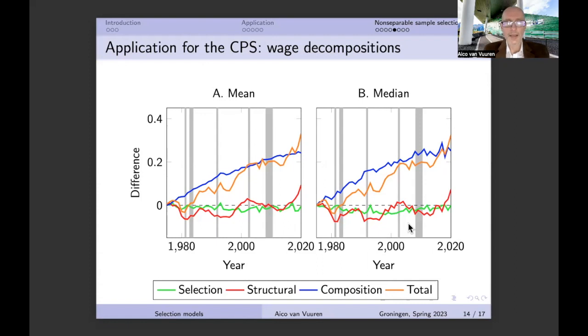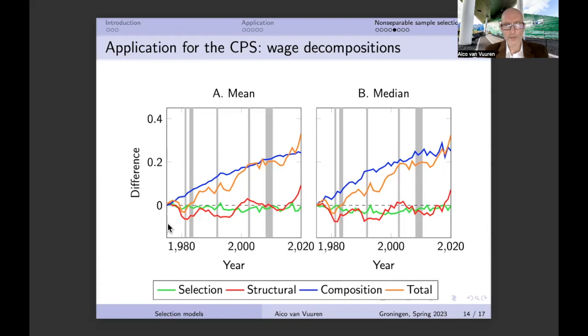And what we can expect is that there was so-called positive selection for these women. That meant that essentially the women that were already working in 1976 were in fact the women that had the highest wages. And the women that entered the labor market, they still maybe had high wages, but they were at least lower than the women that were already in the labor market.